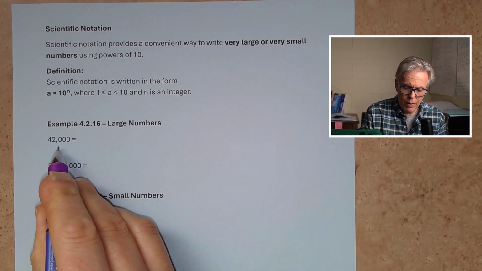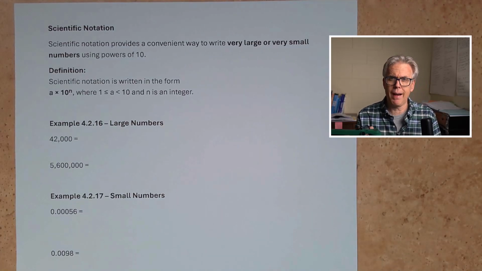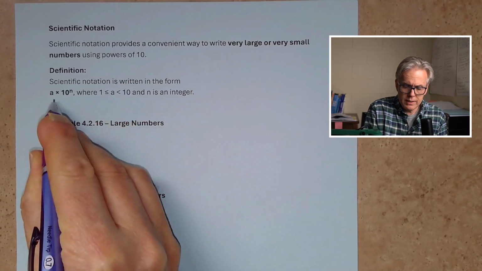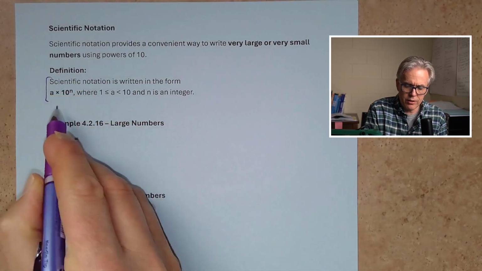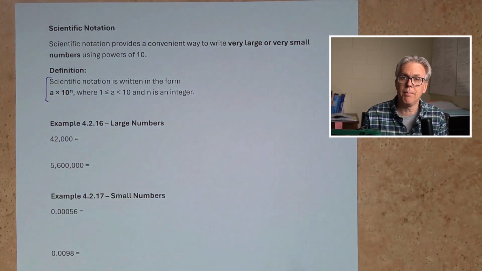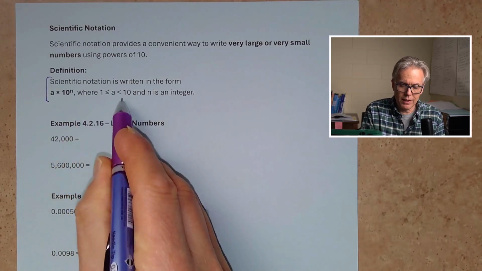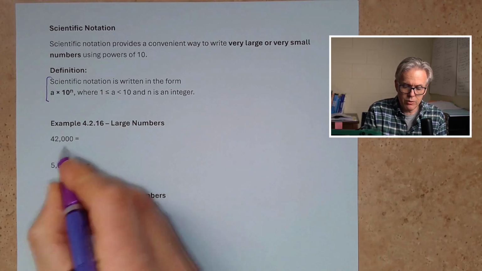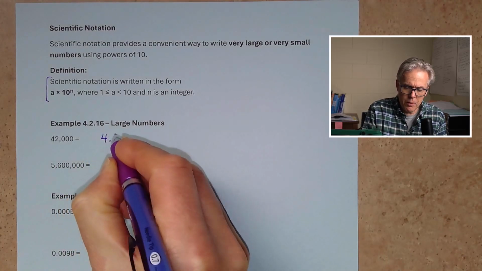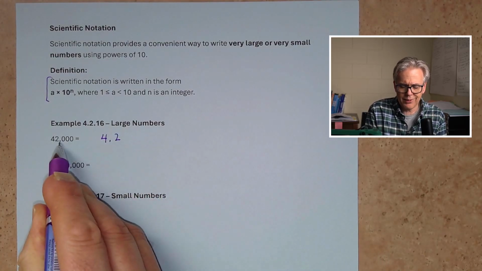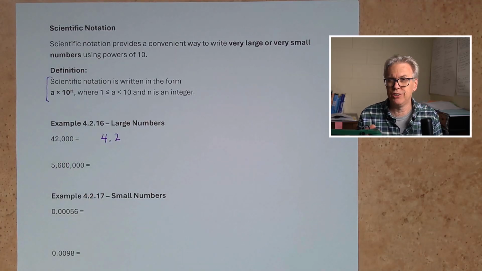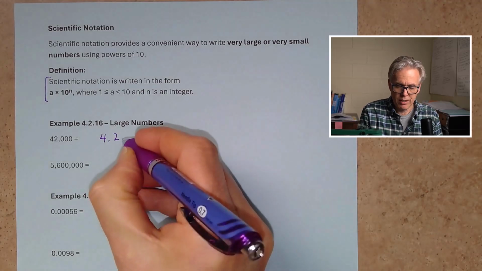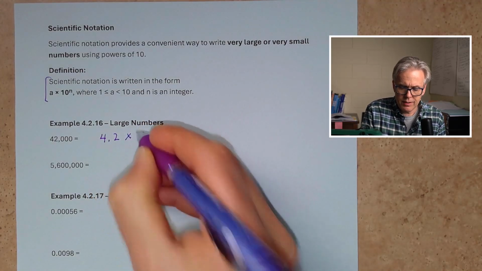So let's write this in what's called scientific notation. So powers of 10. Instead of 42,000, here's our definition. We're going to do a times 10 to some power, and that a is always between 1 and 10. It's a single digit number. So in this case, if we look at this first example, 42,000, I know it's going to be 4.2, and we go all the way out to the last non-zero number, generally, unless you are given some additional instructions. So 4.2 times 10 raised to what power?